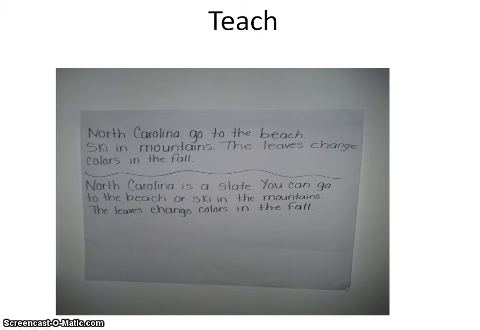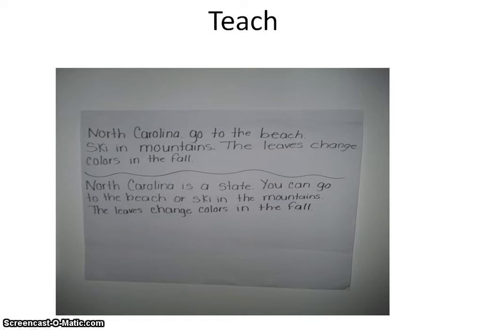Well, we need to go back over those and decide whether or not these are real sentences or if they are fragments. Let's take a look at where it said North Carolina. Again, there's a capital letter and there's a period. However, it doesn't quite make sense. So that is not a sentence. That is considered a fragment. Let's move on. Here we see go to the beach.